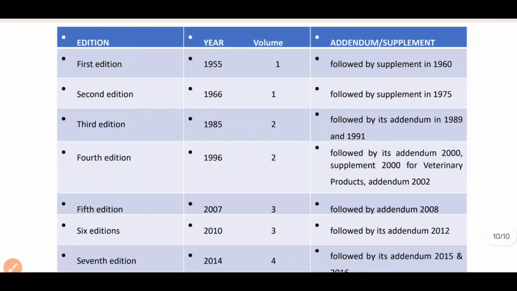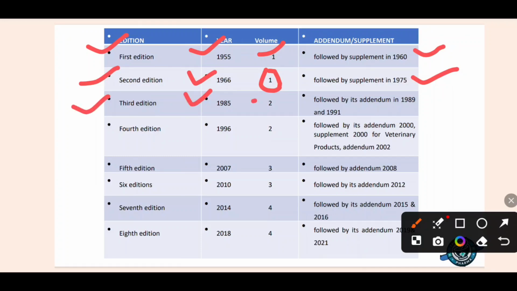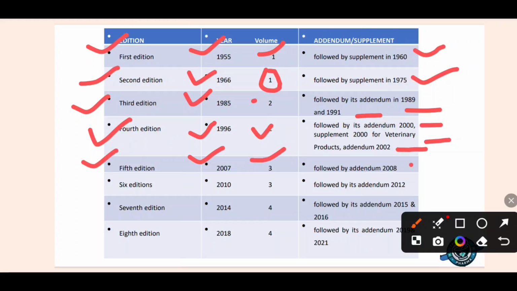So that is the simple arrangement of Indian Pharmacopoeia, so that you can easily understand. The first edition was published in 1955 with volume 1, and the supplement was published in 1960. Then the second edition was published in 1966 with one volume, followed by the supplement in 1975. The third edition was published in 1985 with two volumes, followed by its addendum in 1989 and 1991. Then the fourth edition was published in 1996 with two volumes, and the addendum in 2000, supplement also 2000, and another addendum in 2002.